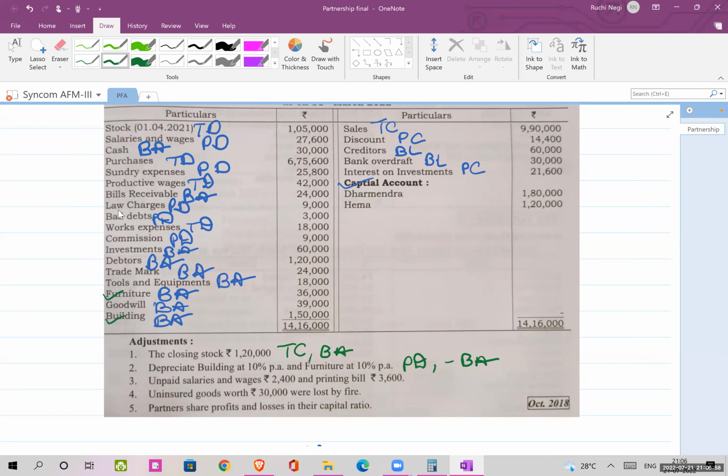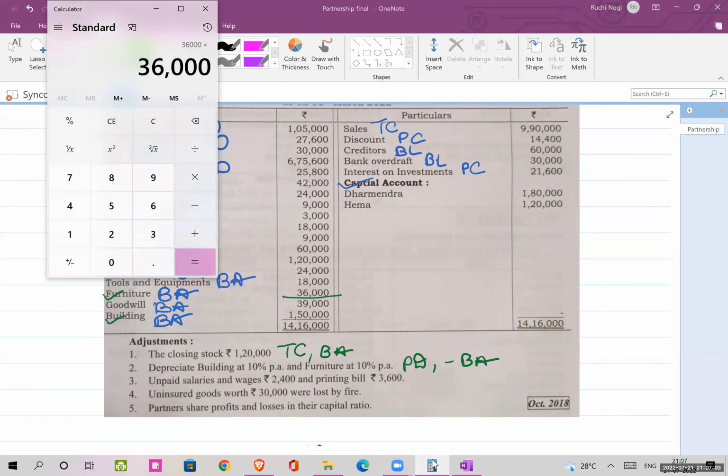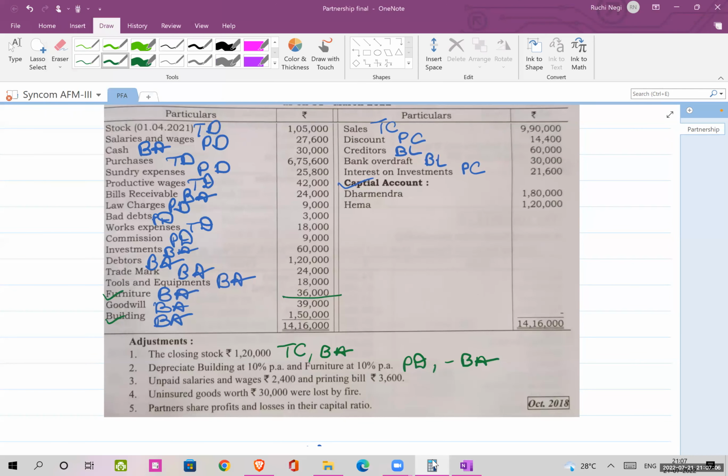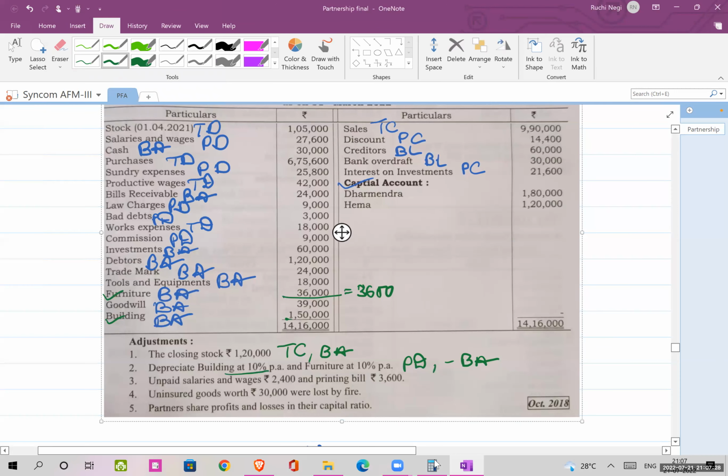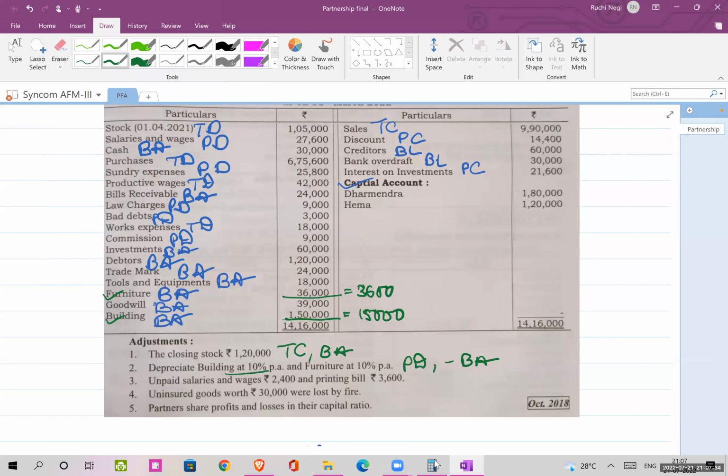Now let's see. Furniture is how much? Furniture is 36,000. 10% of 36,000 will come to 3,600. So this is my depreciation. And the second effect, obviously, it will be subtracted from furniture. P&L debit and subtract from furniture. Next, building 1,50,000 and the depreciation on it is 10%. So 10% of 1,50,000 comes to 15,000. So here we go with the calculations as well.